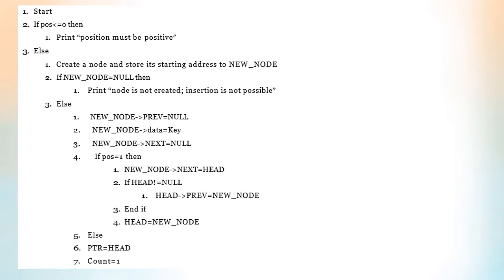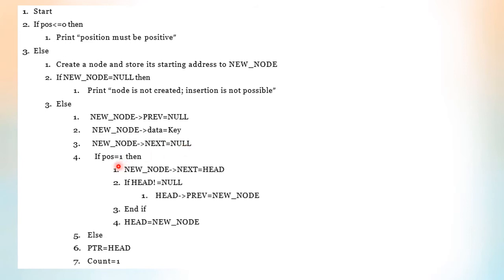Step 1, start. If position is less than or equal to 0, we cannot insert. So print the message position must be positive. Else, we can create the new node using the malloc function, and the variable new node points to the newly created node. If the new node is equal to null, then the node creation was not successful. Else, you have to initialize the values of different fields of the new node. Previous is equal to null, data is the new key value, and next is equal to null.